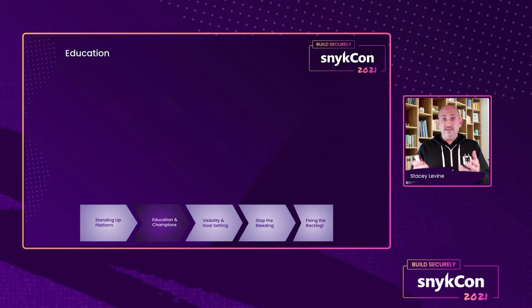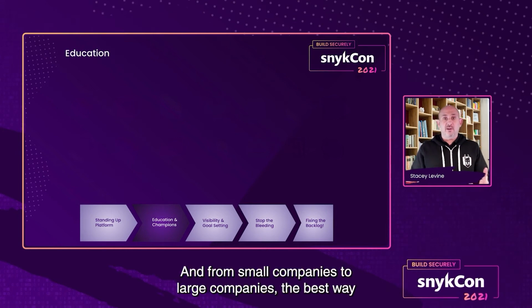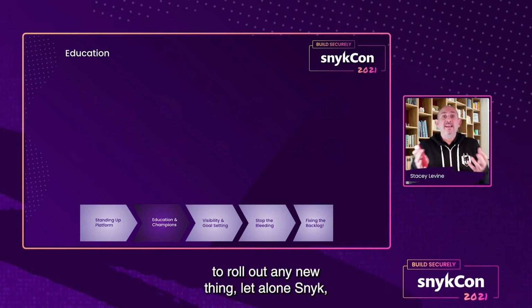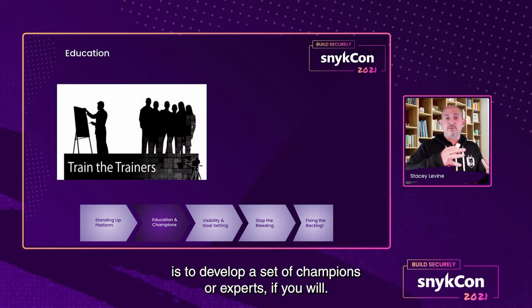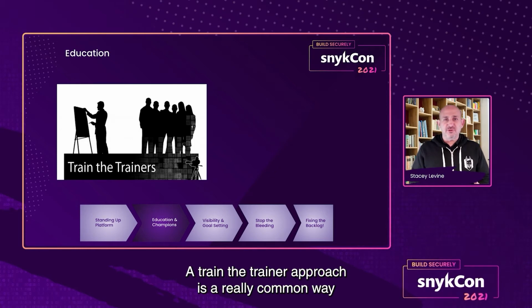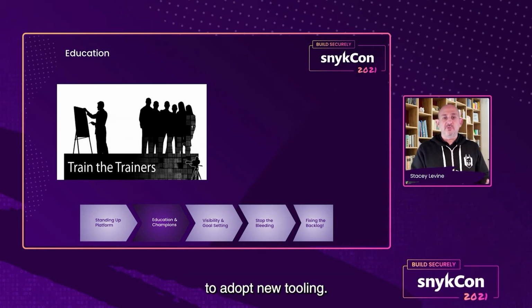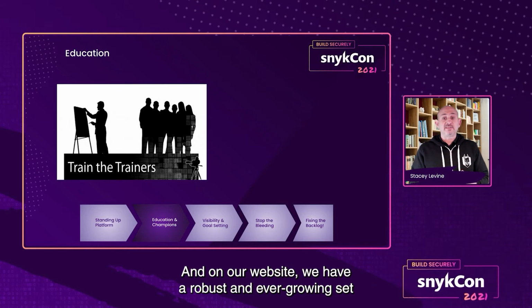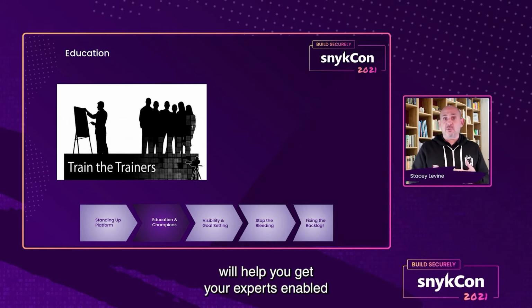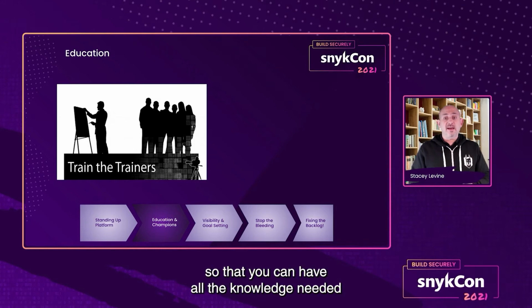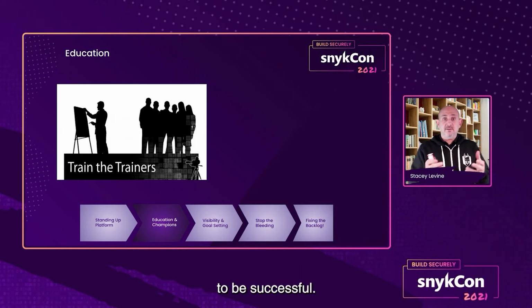So the next part is talking about champions and education. And from small companies to large companies, the best way to roll out any new thing, let alone Snyk, is to develop a set of champions, or experts, if you will. A train-the-trainer approach is a really common way to adopt new tooling. And on our website, we have a robust and ever-growing set of documentation. We have a YouTube channel with lots of incredible videos, and your customer success manager will help you get your experts enabled so that you can have all of the knowledge needed to be successful.